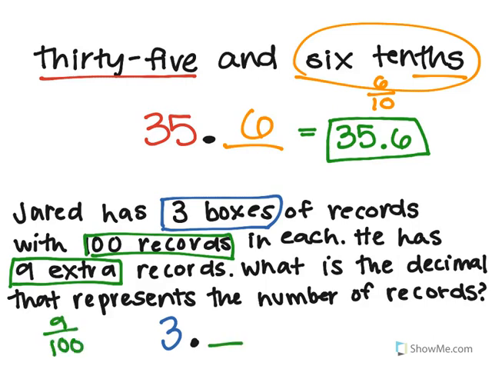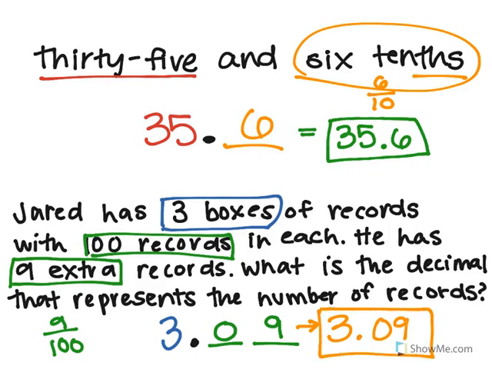So that means I need to draw tenths, hundredths, and I put the 9 on top of the hundredths and fill in with the 0. So that means the decimal representing the amount of records he has is 3 and 9 hundredths, because he has 3 full boxes and 9 out of the 100 left over out of what would be in the next box.